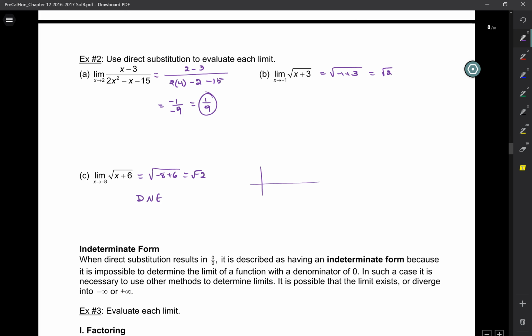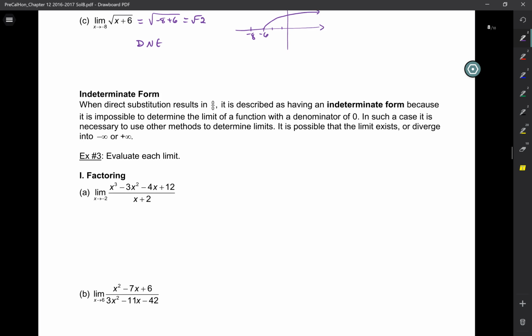What does the square root of x plus 6 look like? Half a parabola, you mean a square root, but only half. Where does it start? At negative 6, and it goes that way, yes? But where am I? I'm looking for the limit as x approaches negative 8. Oh my gosh, that's like barren country. There's nothing there, right? There is not even a graph there. So how could I find the limit there?